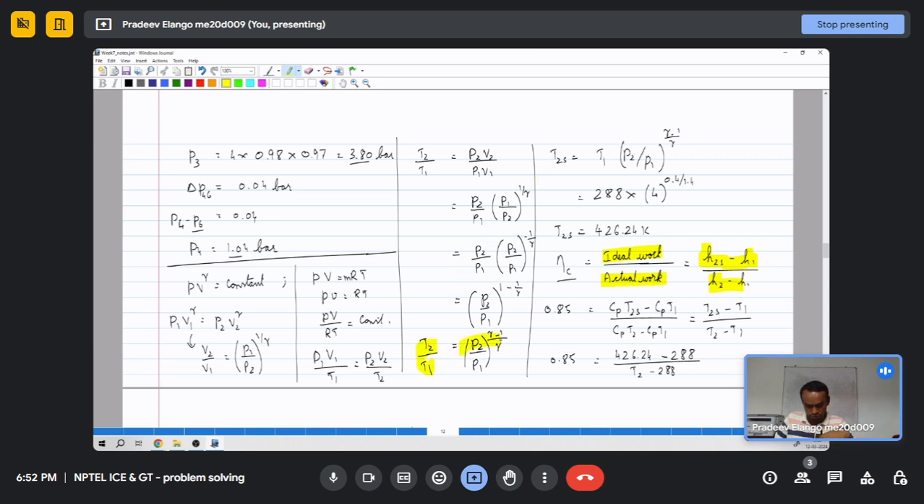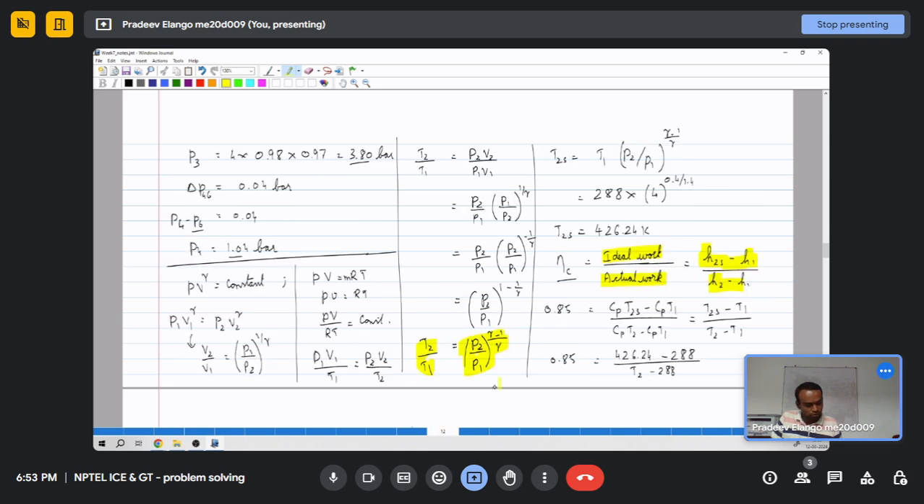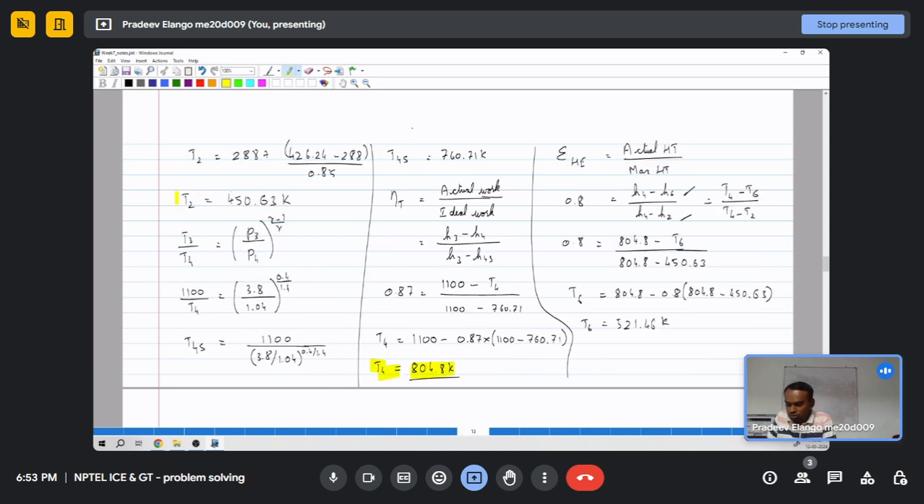H2S is what we obtain using this relation: T2 by T1 is the pressure ratio to the power gamma minus 1 by gamma. And similarly for the turbine, we can use turbine efficiency and calculate the actual work and the actual final temperature. Like here we have calculated T4. And similarly T2 for the actual compressor outlet temperature.